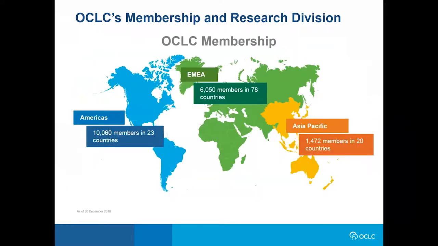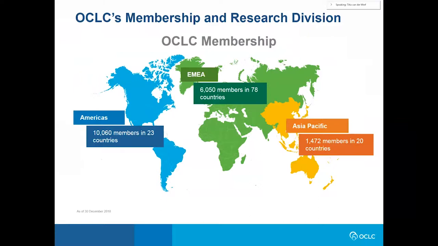And then we also have, of course, OCLC membership, which is also part of our division. It's a worldwide membership. As you can see here, we are divided into Europe, Middle East, and Africa, and Asia Pacific, which also includes Australia and New Zealand. Each region has representatives from the library membership. We call them delegates, and they work in regional councils, and they very much guide and inform our work at OCLC.